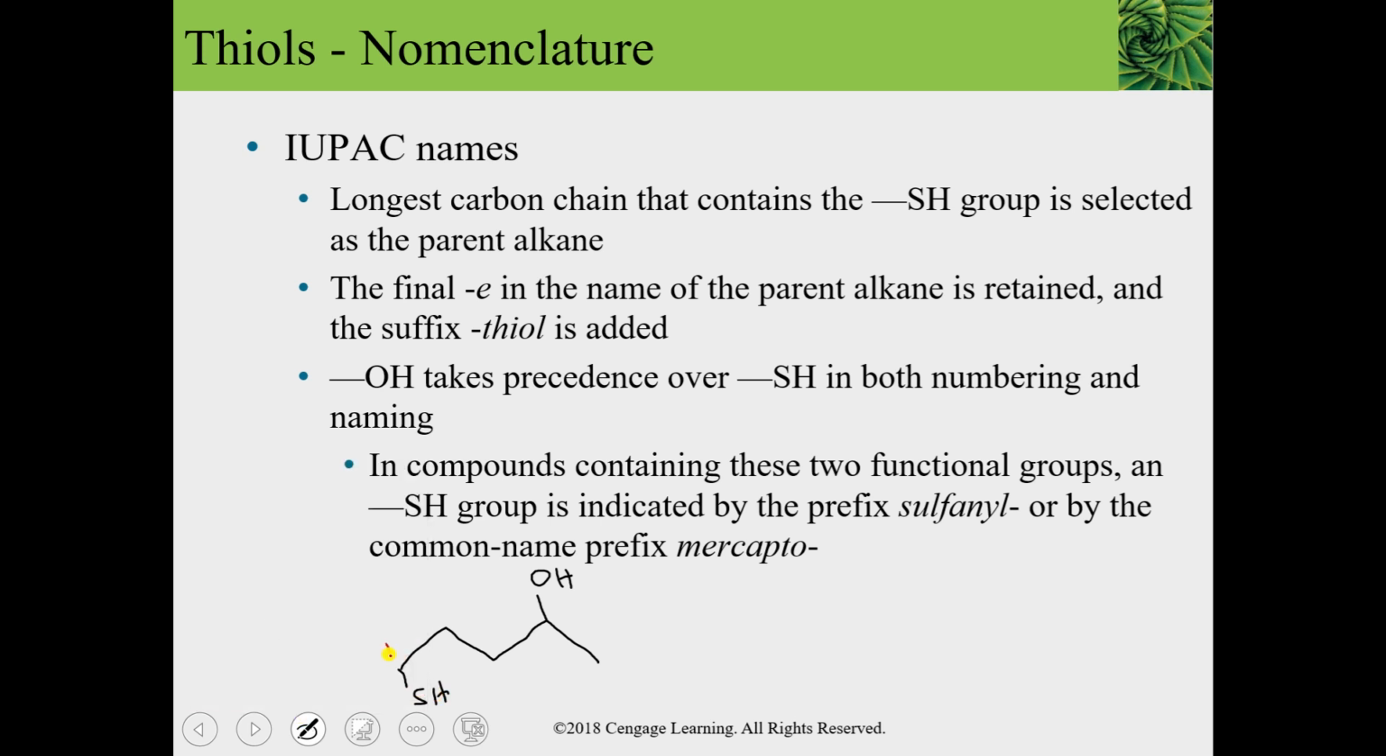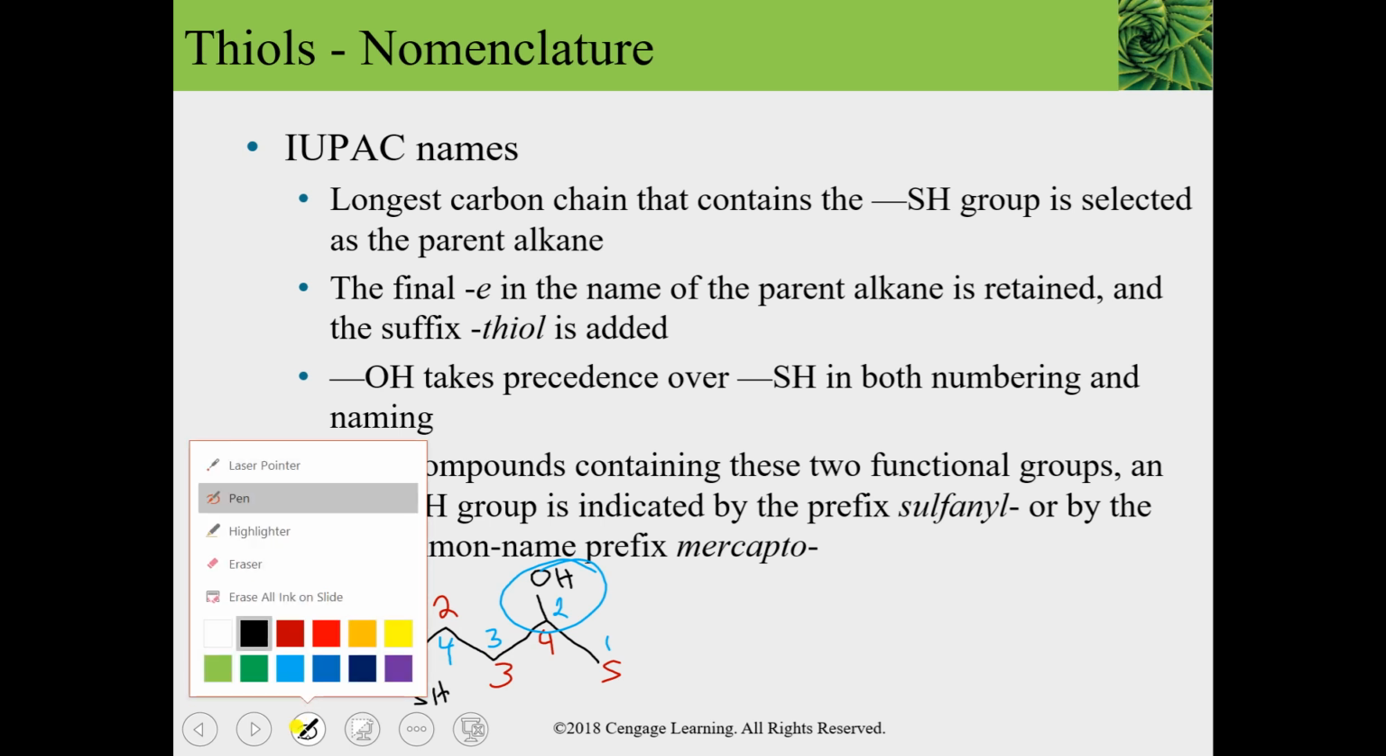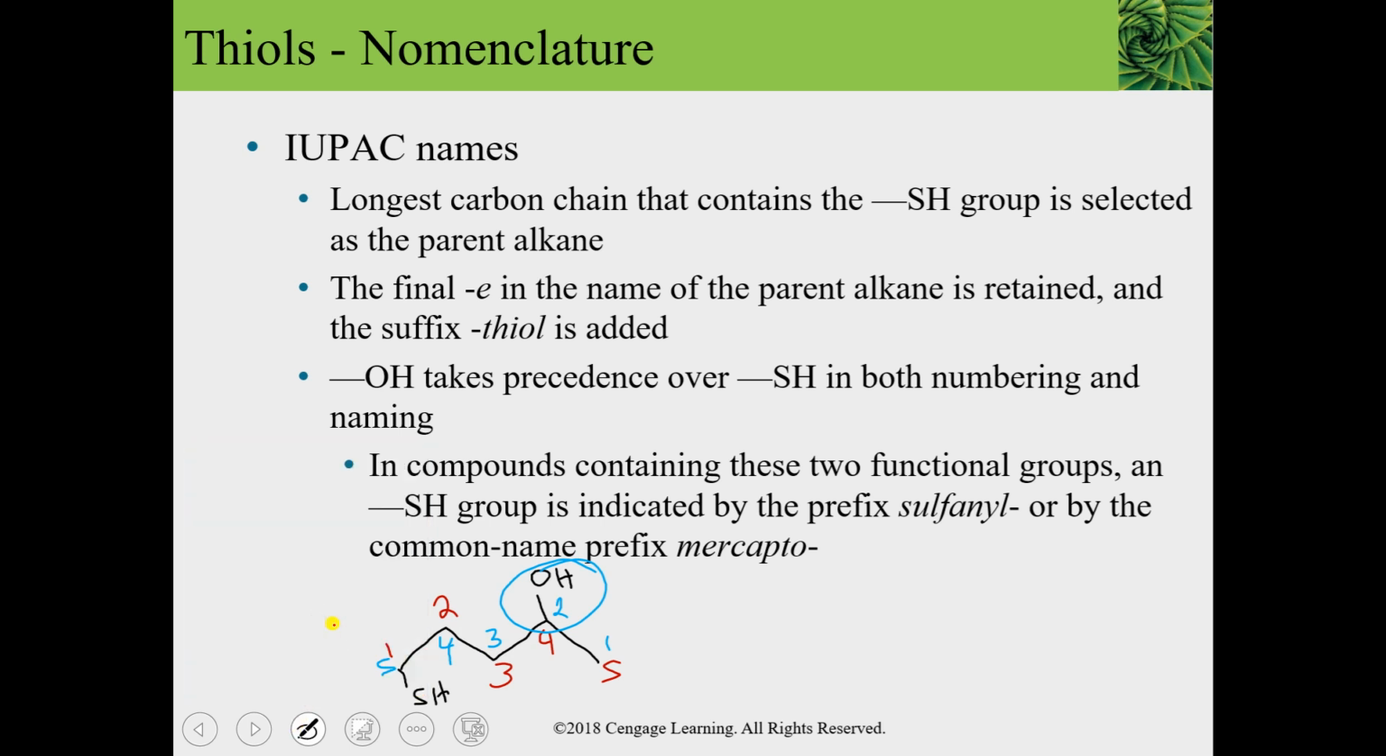Not gonna number 1, 2, 3, 4, 5. We are not going to do that because hydroxyl gets the lowest number priority. So we're actually going to number it 1, 2, 3, 4, 5. That gives the hydroxyl group the lowest carbon number. Okay, so hydroxyl groups do get priority to the lowest numbered carbon.